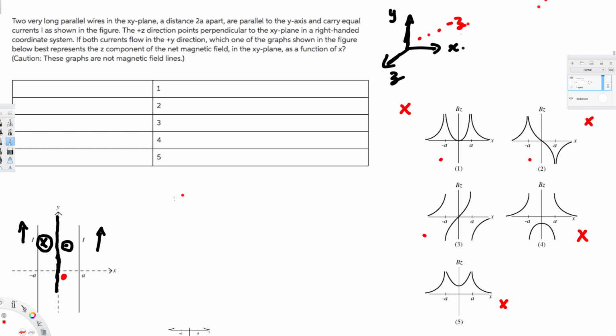But let's analyze the next one too. From 0 to a, the field is coming out of the page, so from 0 to a this has to be a positive value, because coming out of the page means plus z axis. So this one has a positive value, and this one doesn't, so it fails again. Since this one doesn't have a negative value from negative a to 0, we know this is going to be the correct graph. So the answer for this one is going to be 3. And that's how we do this kind of problem. I hope you guys find this video helpful. See you next time.